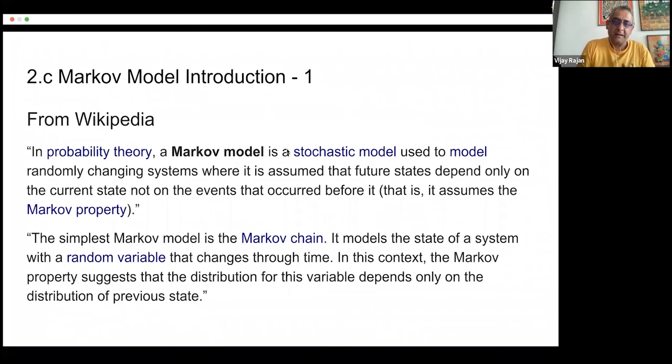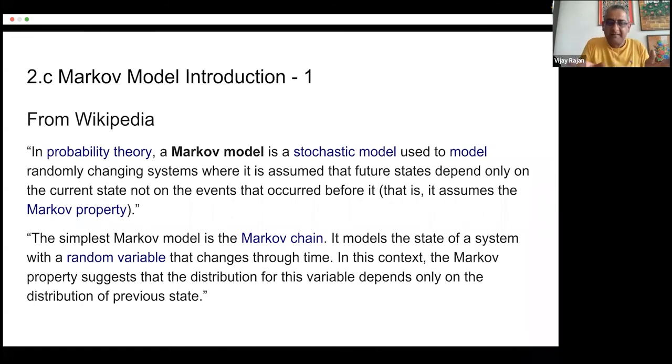In probability theory, there is something known as a Markov model, which is a stochastic model. The definitions and names could get quite overwhelming for students here, but you can double click on each of these to understand their abstract meaning. But here is a practical example.